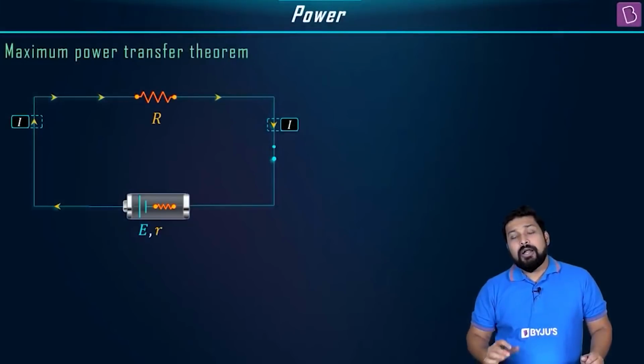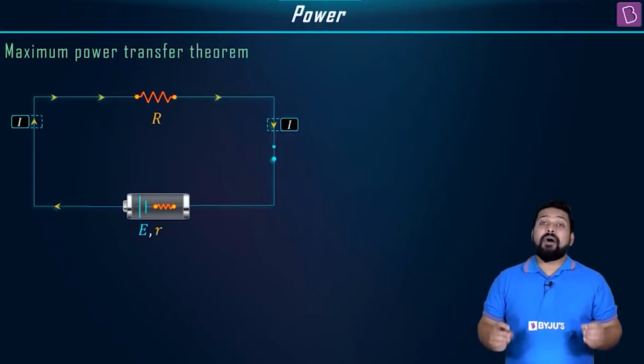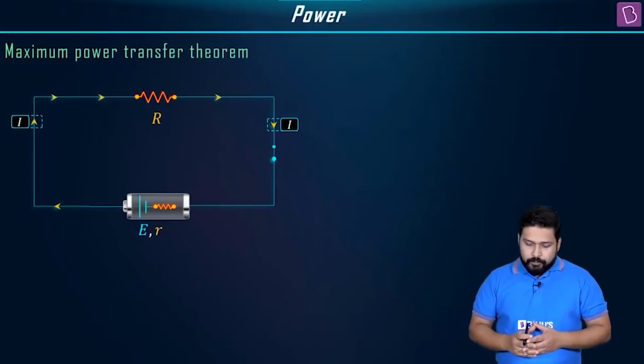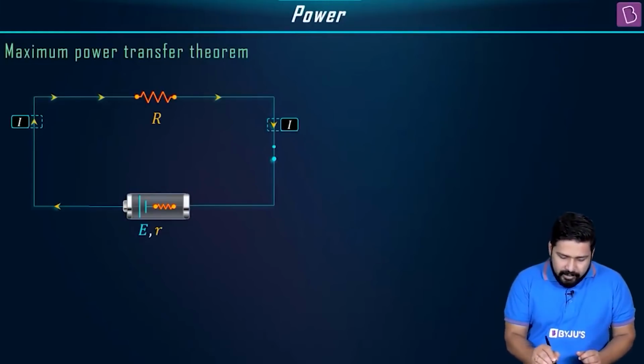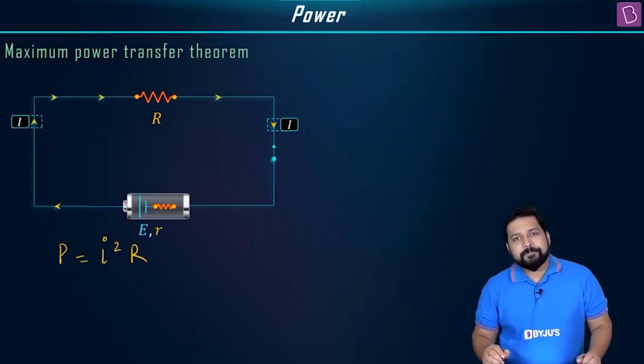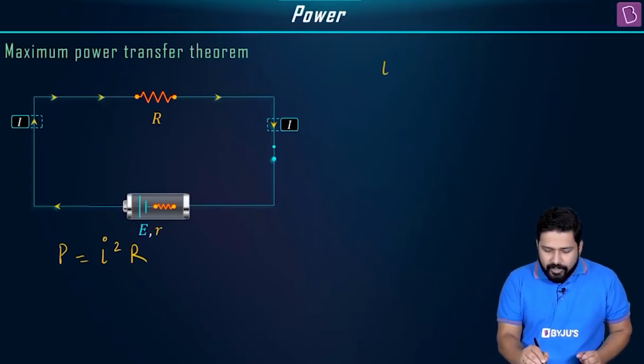We are going to understand and analyze in which case maximum power will be dissipated across the external resistance, of course. So what we can write in this case is P is equal to I square times R. Can I write this? Yes. What is the value of I?